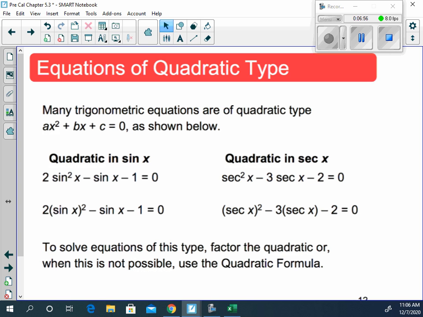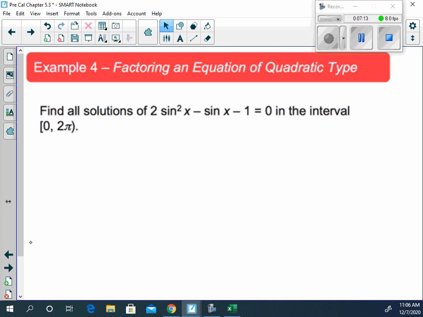We just treat sine as x. So this would be like x squared and x. So we can still use the quadratic formula. The numbers in front of sine and cosine would be our variables. Or not our variables, but our coefficients.